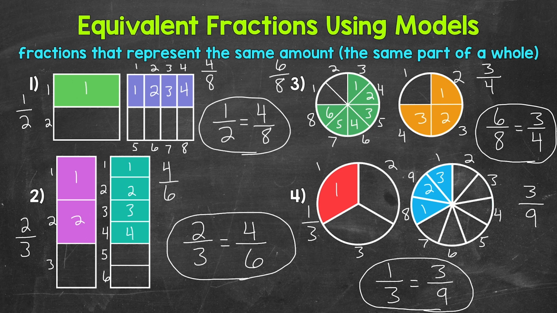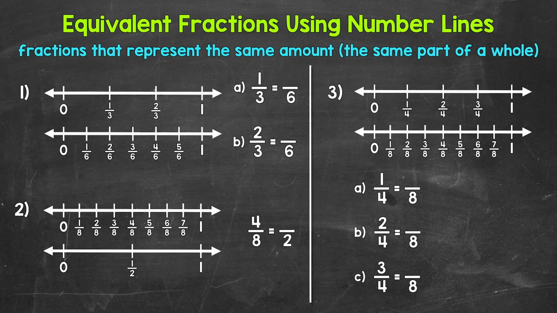Let's move on to number lines. Now let's take a look at finding equivalent fractions using number lines. Let's jump into number 1 where we have two number lines. The top number line is showing thirds. There are 3 equal parts between 0 and 1. The bottom number line is showing sixths. There are 6 equal parts between 0 and 1.